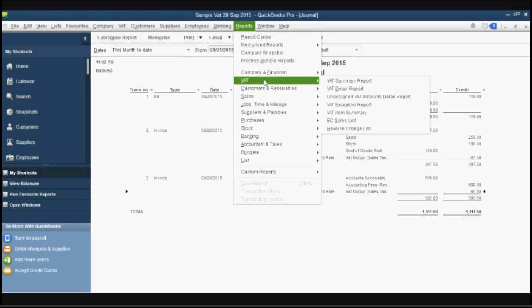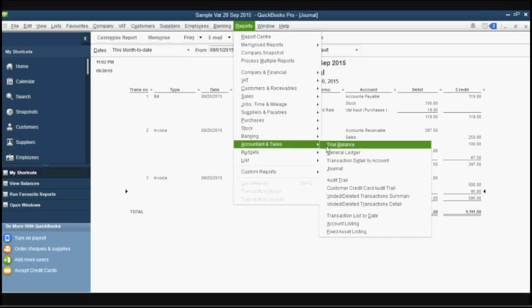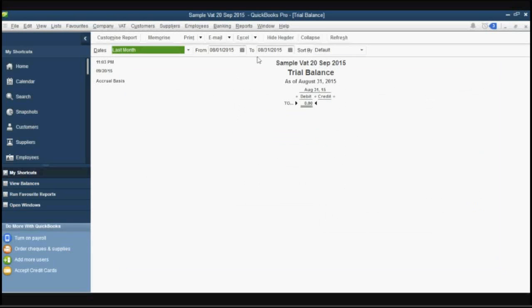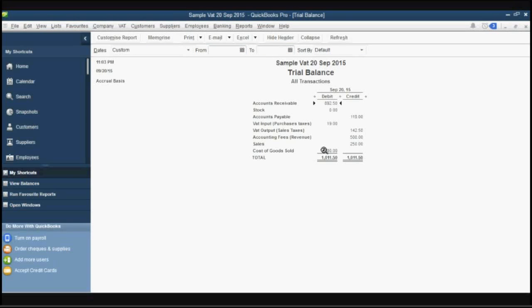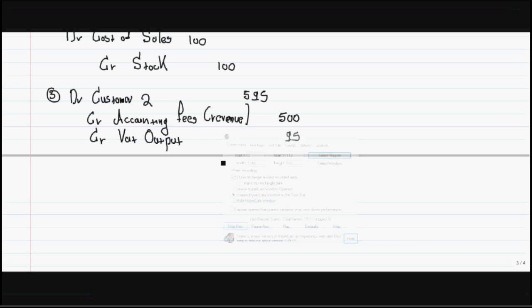Now let's see the VAT. Let's see the trial balance. To see the balances, you see accounts receivable is customer 1, customer 2. We need to pay supplier 1. And this is VAT input and this is VAT output. We have two types of revenue, and one cost of goods sold for the item we sold.